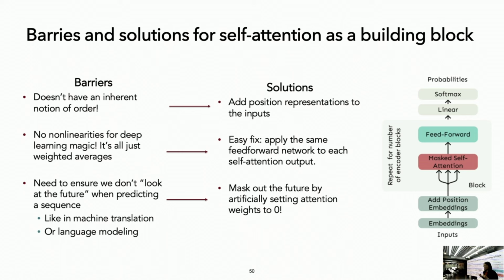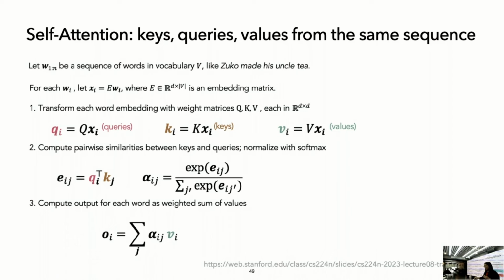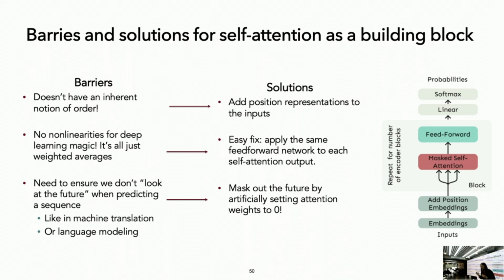There is also something called nonlinearity. People may argue that one of the reasons why neural networks work is because they allow a lot of nonlinearity. So far in the calculation process, there isn't much nonlinearity. So instead of all the previous ones, we are going to just apply the same feed-forward neural network to each self-attention output.